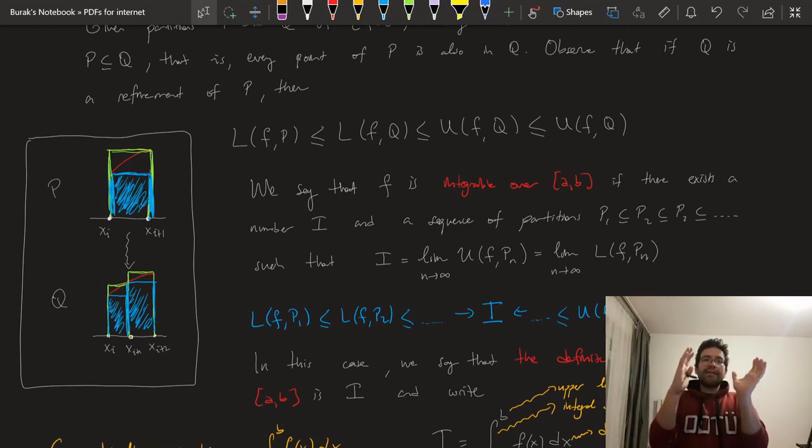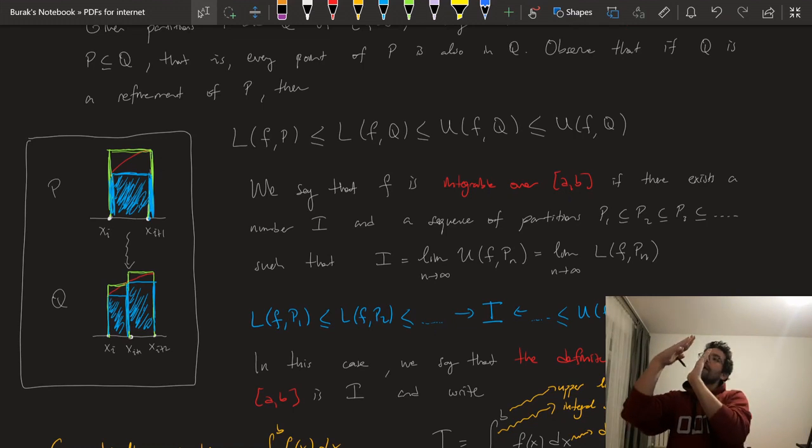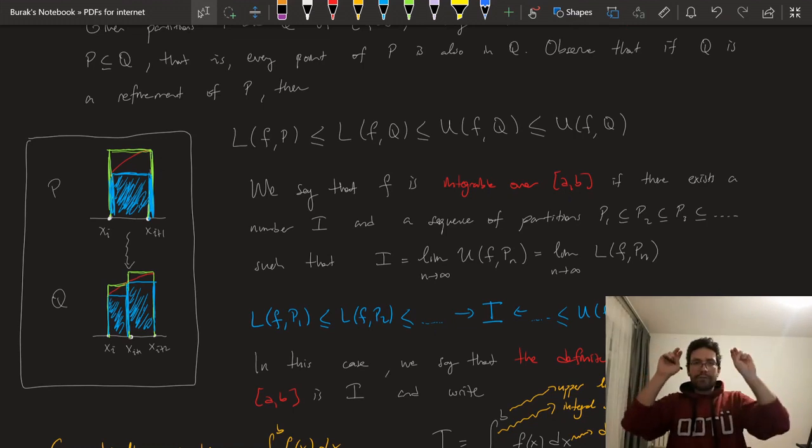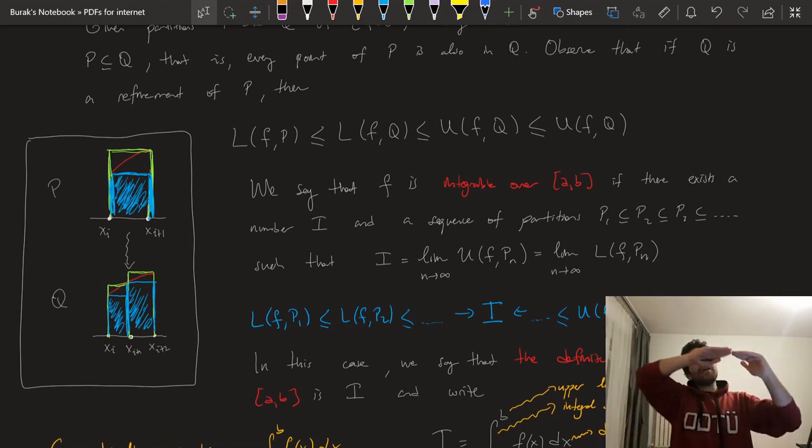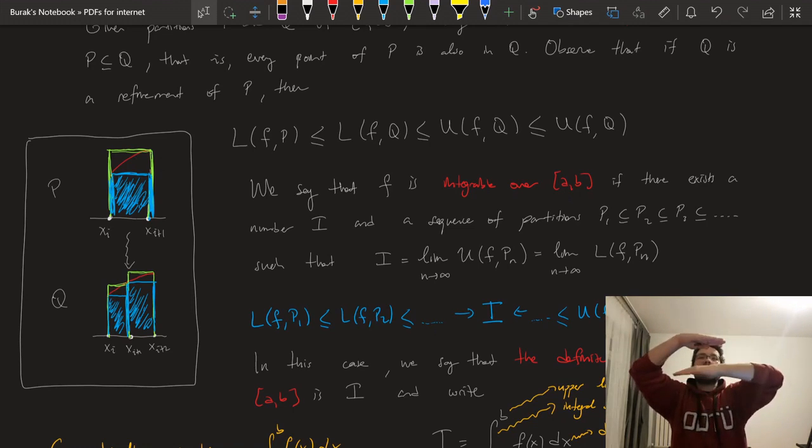I approximated the disk from inside and from outside, and the areas of those approximations, those polygons, had the same limit, so that had to be the area of the disk. In the same fashion, I have the area of this region under this curve. Well, the upper Riemann sums are supposed to be greater than or equal to this for all partitions, and the lower Riemann sums are supposed to be less than or equal to this.